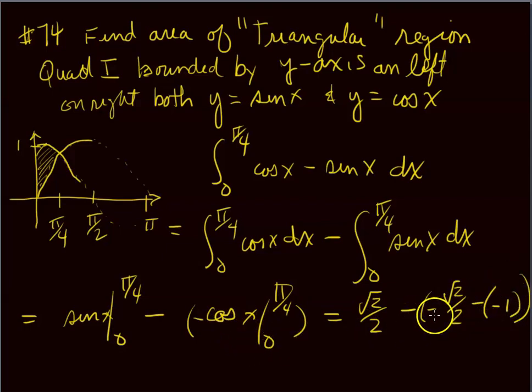Be careful of these negatives and stuff. It really gets confusing. So you really get the square root of 2 over 2. Well, this is minus a negative, so it's really plus square root of 2 over 2. And this is minus a negative, so it's plus, but we're subtracting on here, minus 1. So adding these two together, we get a whole square root of 2 minus 1.